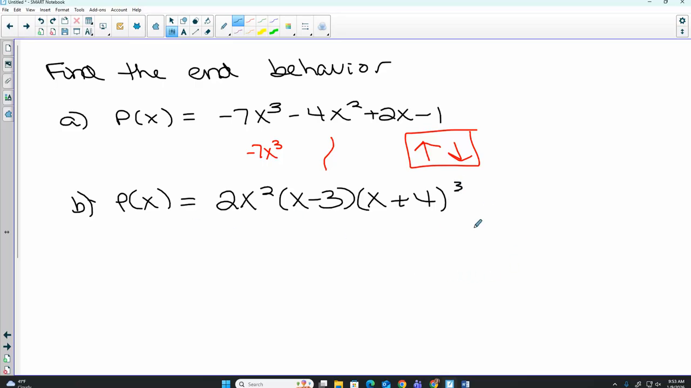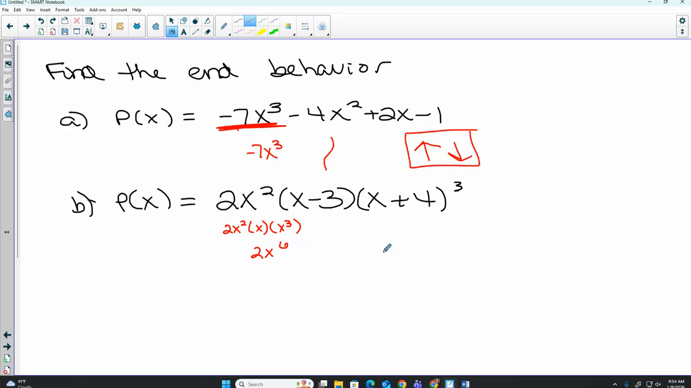Okay, can I just look at this one and tell my leading coefficient? No, because it's multiplied, not added. When they're just adding and subtracting, you just take the leading one. If it's multiplied, we have to think about, what if I multiply this out? We have a 2x squared, we have an x in the next parenthesis, and we have x cubed in the last one. So altogether, that would give me 2x to what power? 6. So that would be my leading term.